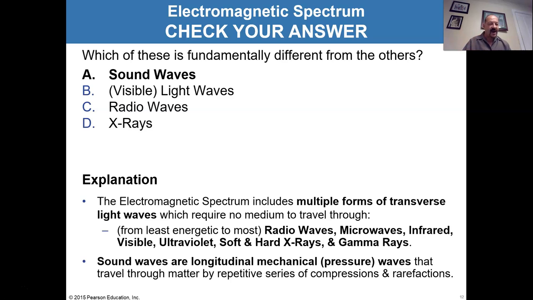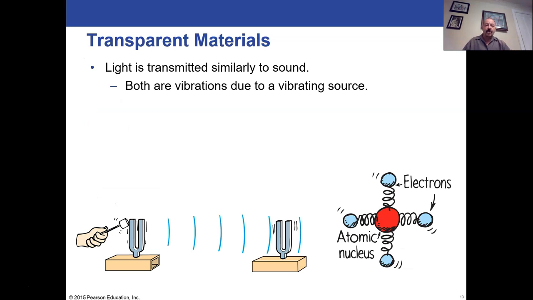They absolutely require matter, whereas the electromagnetic spectrum, the electromagnetic waves, they can work in matter, but they work better with no matter at all. All right, so what happens when light starts interacting with matter? Light is transmitted similarly to sound. I just finished telling you how the waves are very different, but they are still waves.